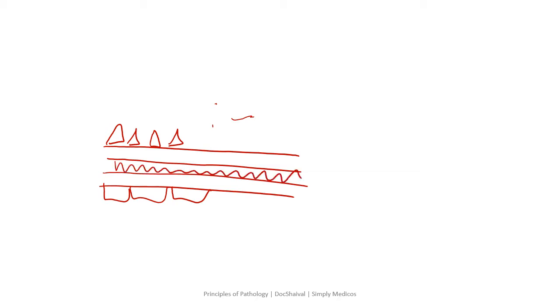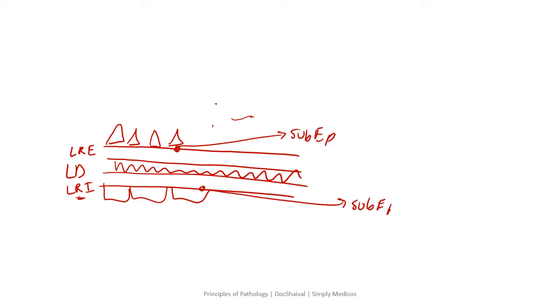The center layer is electron dense, and we refer to it as lamina densa. Here we have lamina rara interna. Rara means it's light in color, and we have lamina rara externa. Externa because it's towards the epithelium, interna because it's towards the endothelium. Okay, now obviously this region would be the subepithelial region, and this region would be the subendothelial region. We are seeing both these regions because there are depositions over here.